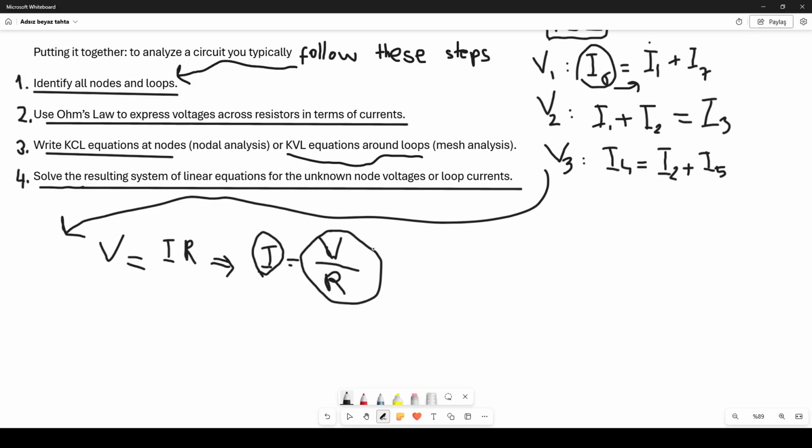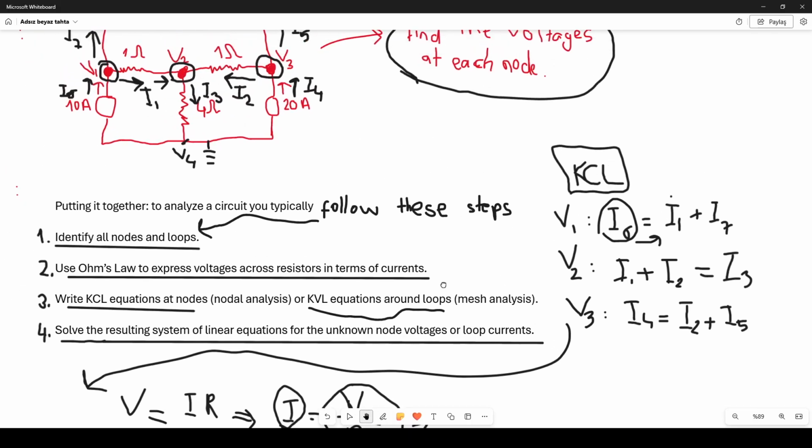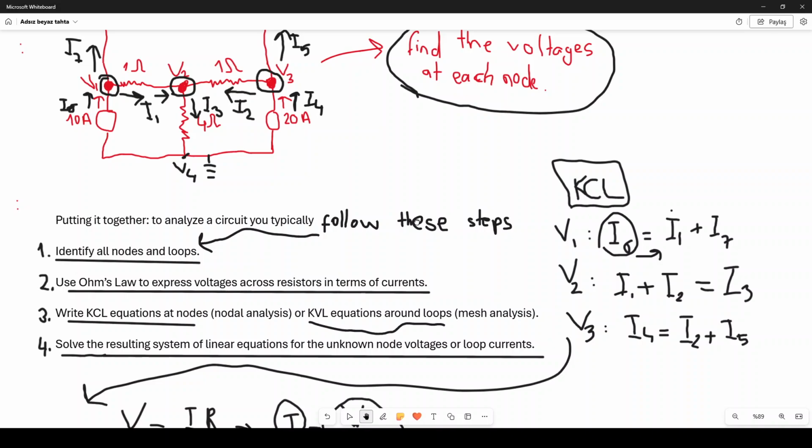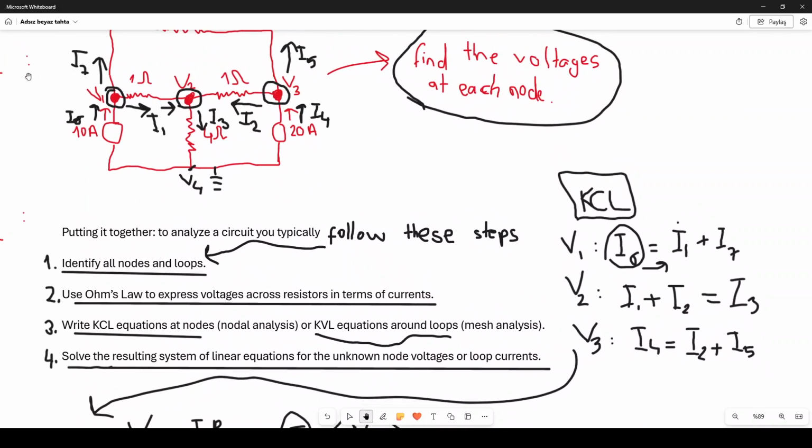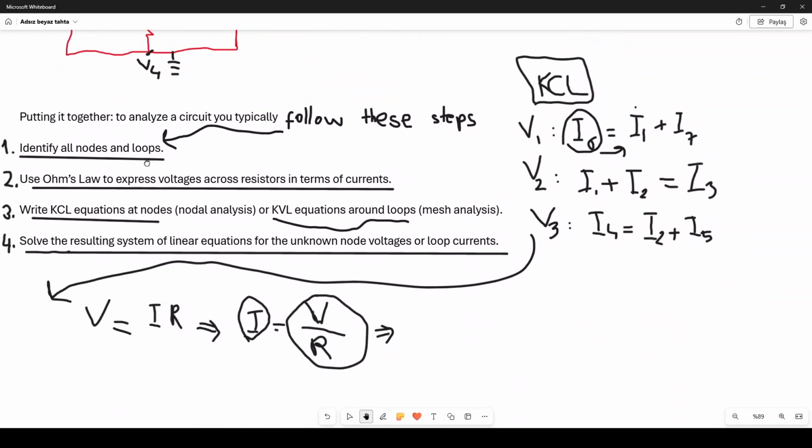And this is a good sign. So let's do that. For my first equation, let's apply Ohm's law. Let's start with I6. What is the value of I6? Well, there's 10 amperes just flowing through here, so I6 is equal to 10 amperes.